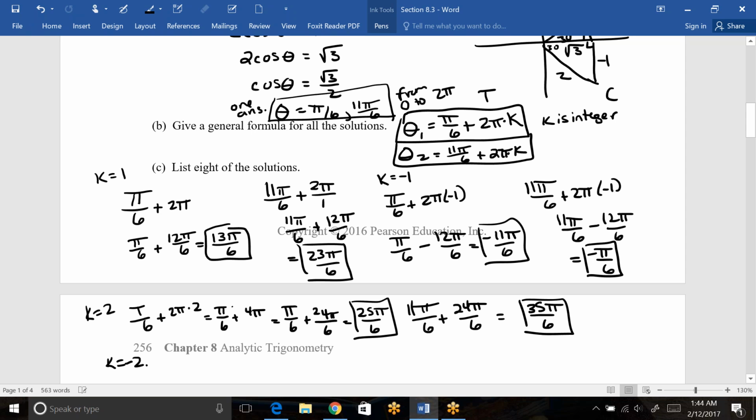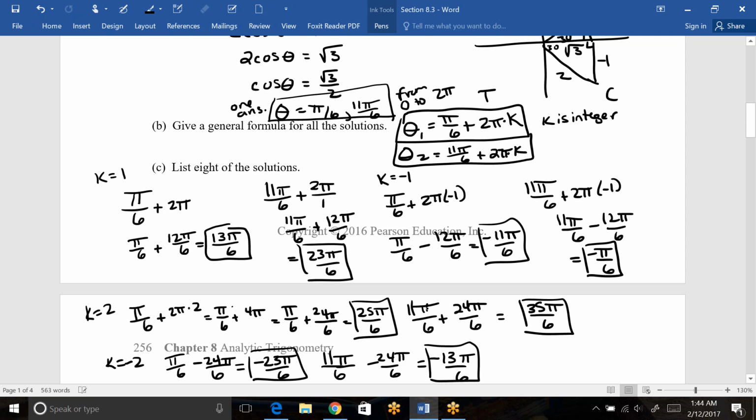And then just to finish this off and get 2 more rounds. So see, we could do this forever. We could let k be negative 2. So pi over 6 minus, because it's going to come out to the same 24 over 6 if it's 2 times 2 pi. But this time we're subtracting, so negative 23 pi over 6, and 11 pi over 6 minus 24 pi over 6. That would be negative 13 pi over 6.